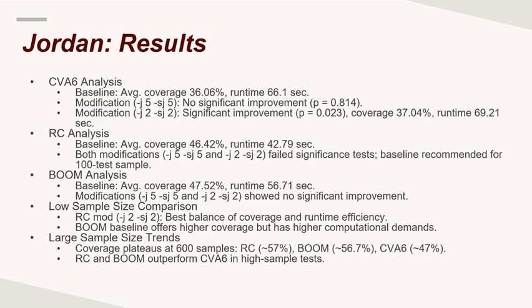We found that for the low sample sizes, our RC modification with the 2s had the best balance of coverage and runtime efficiency, and the boom baseline average trends offered a higher coverage, but also had higher computational demands. For our large sample size, we saw that the coverage plateaued around 600 samples, roughly the same for the RC and the boom test, and then much lower for the CVA6, showing that the RC and boom outperformed the CVA6 in our high sample test.